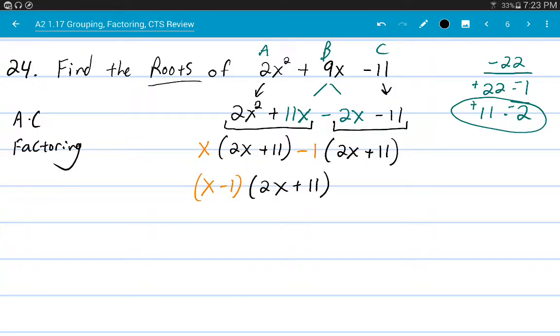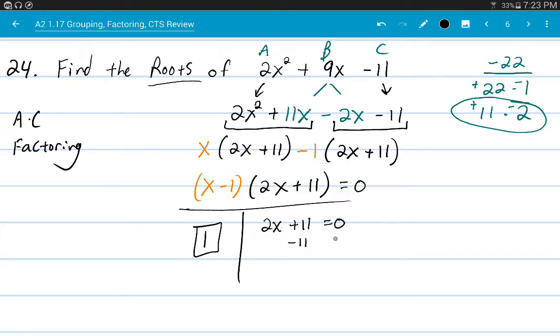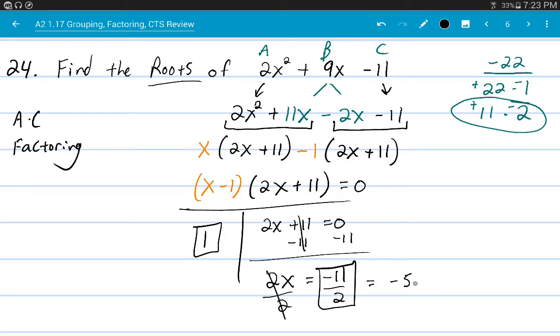But they want the roots. So we're going to set it equal to 0. We're going to t-chart. This is going to be easy, positive 1. On the right-hand side, we're going to have to actually solve. 2x plus 11 equals 0. Minus 11 on both sides. Our goal being to get x by itself. So 2x equals negative 11. And I can divide by 2 on both sides to get x by itself. Negative 11 over 2. Or negative 5.5. Either one of those is acceptable because we didn't have to round.